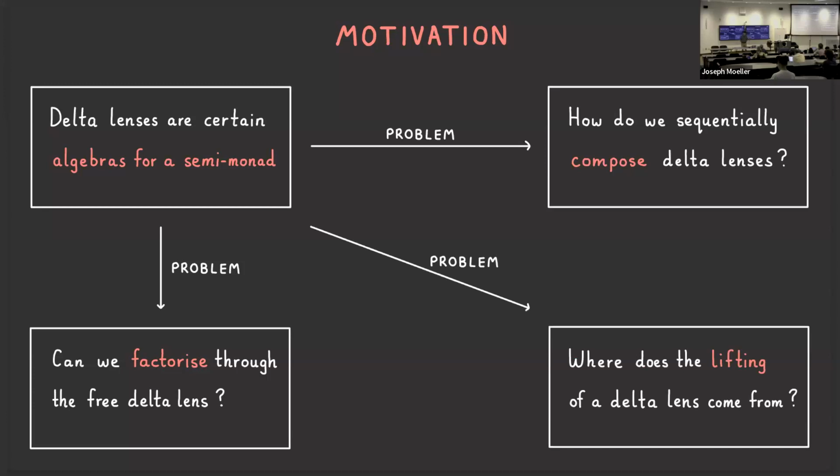out. And sort of a third problem, or maybe a question that one might have, is, we have delta lenses as algebras for a semi-monad, which is taking a functor and giving it certain algebraic structure, but it's not really clear why or where the lifting part of a delta lens, the backwards part of our lens, is really coming from. So one might ask, well, can we get that into our framework somehow?